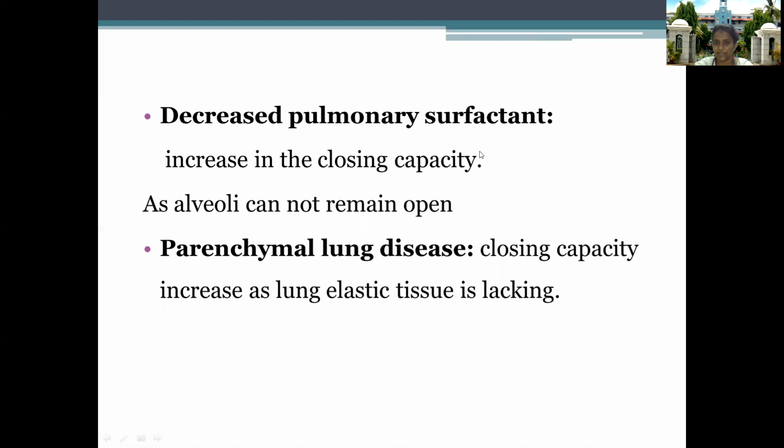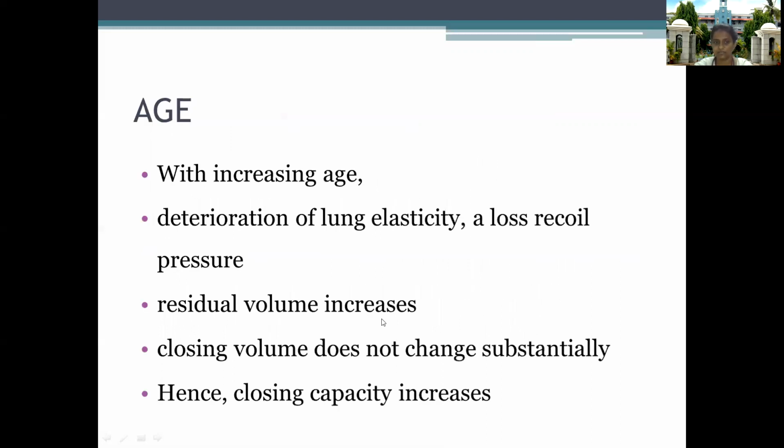Decreased pulmonary surfactant. Surfactant is a substance that helps to keep the alveoli open. If there is a decrease or absence of surfactant, then there is an increase in closing capacity because the alveoli cannot remain open. Parenchymal lung disease. Closing capacity increases as lung elastic tissue is lacking in many parenchymal lung diseases.